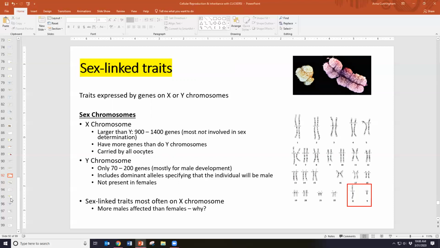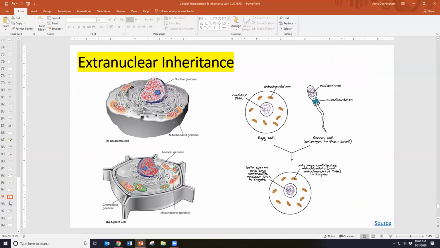Okay. Again, just a reminder that not all genes are inherited on chromosomes. You can also have extranuclear inheritance. We talked about the mitochondria. Plant cells also include plastids like chloroplasts.